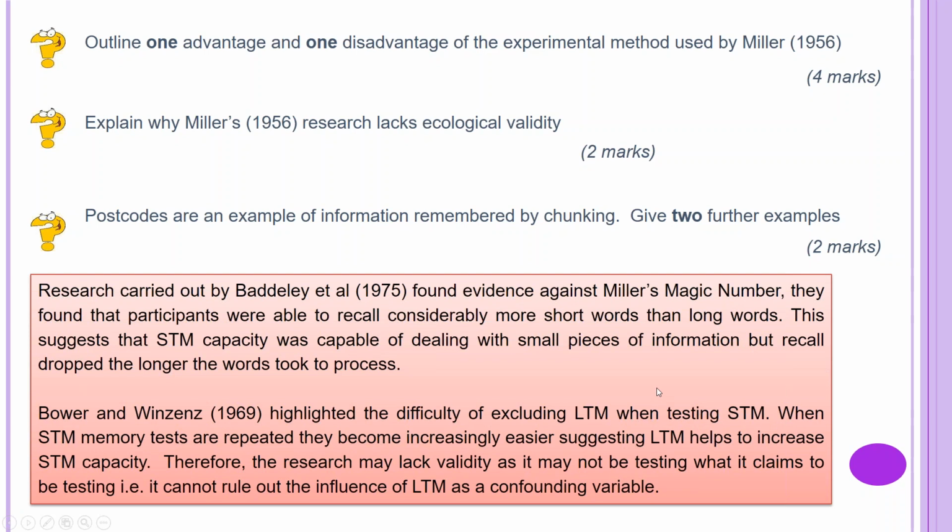Bauer and Wittrock 1969 highlighted the difficulty of excluding long-term memory when testing short-term memory. When short-term memory tests are repeated, they become increasingly easier, suggesting long-term memory helps to increase short-term memory capacity. Therefore, the research may lack validity, as it may not be testing what it claims to be testing, i.e. it cannot rule out the influence of long-term memory as a confounding variable.